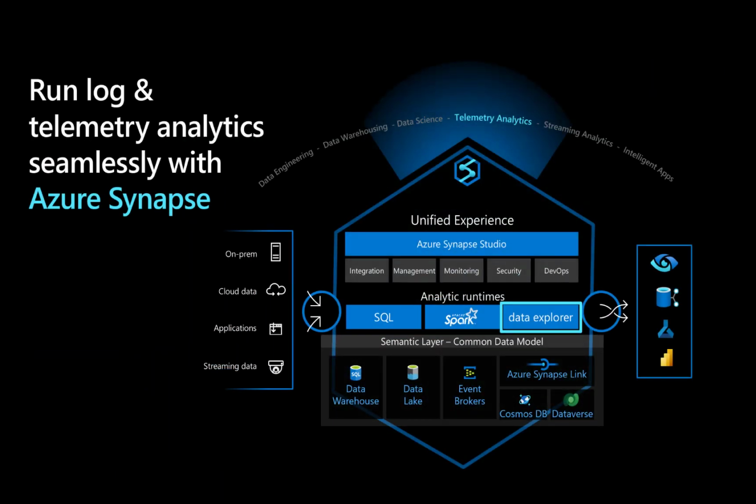So Synapse is a unified experience. You have different capabilities within the same environment, and you can do analytics at scale. Till now, we've only had two analytic runtime engines, SQL and Spark. SQL is more for data warehousing scenarios, and SQL on demand for querying your data lake. And then Spark is for machine learning and data engineering.